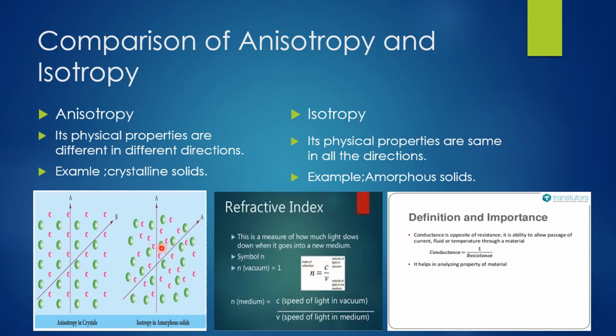But when you come to the amorphous solid, the constituents are not arranged perfectly, they are arranged in a random manner. Hence when you measure along any direction, like A and A as mentioned, whatever direction you measure, you can find the same property in the amorphous solid.